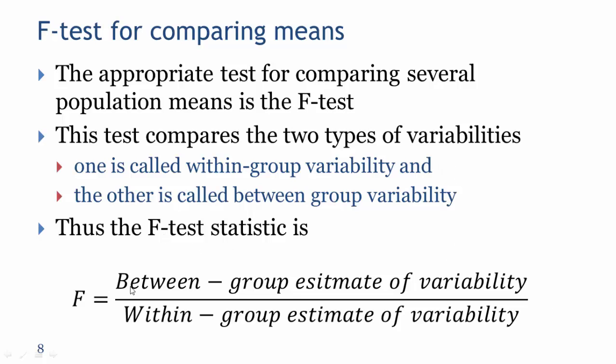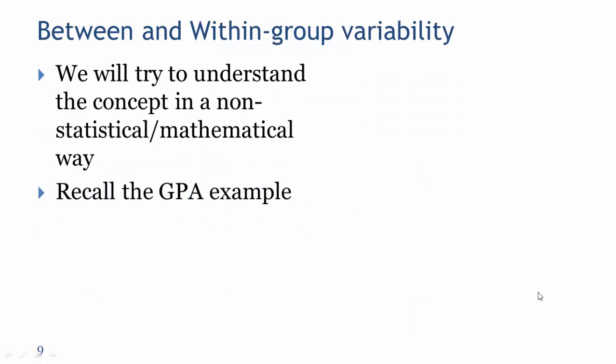So the test statistic looks like this. It's a ratio of the between group estimate of variability and the within group estimate of variability. So like in a t-test, this test statistic has a probability distribution which is called an F distribution. Again, I'll not discuss the technical details of it, but just that F is calculated by taking the ratio of these two variabilities. Okay, now I'll explain a little bit more about the between and within group variability.